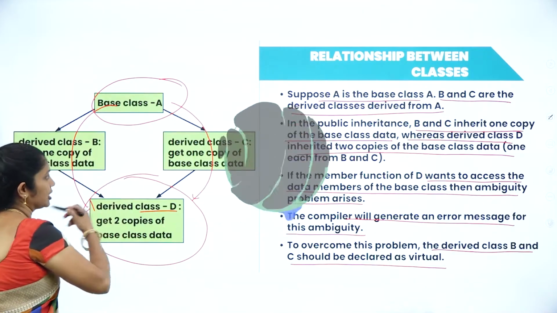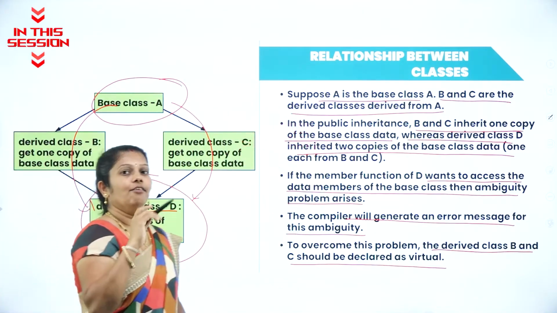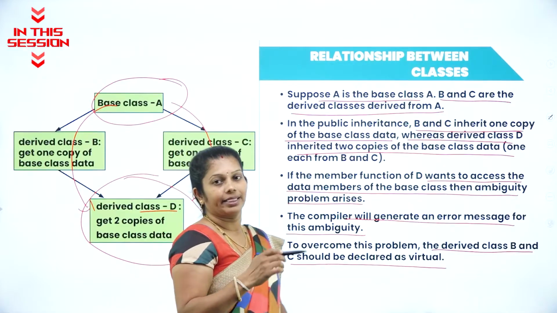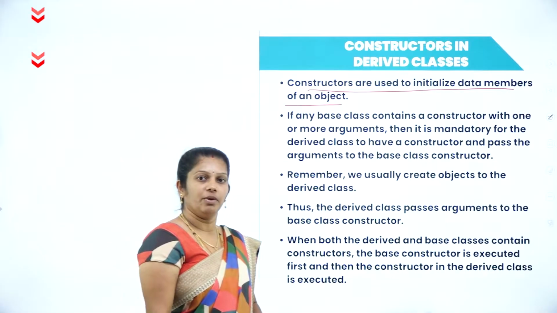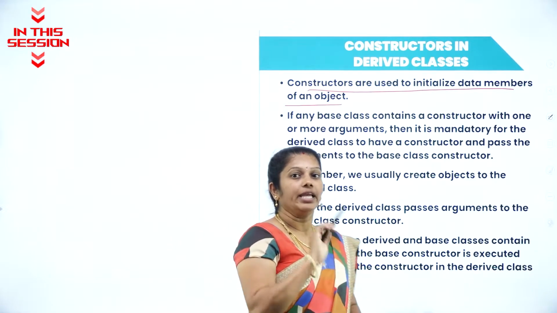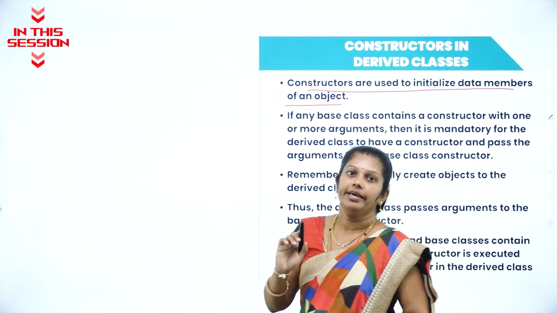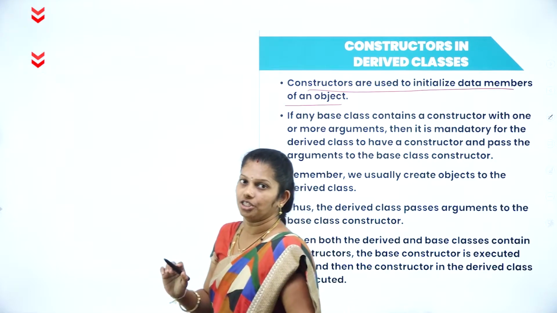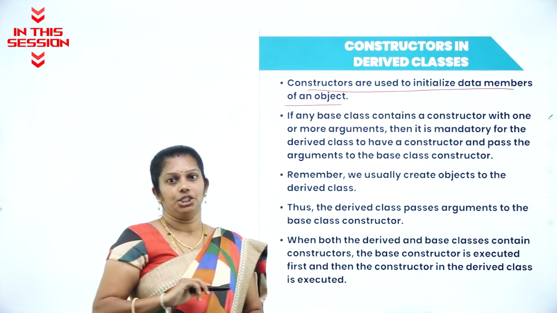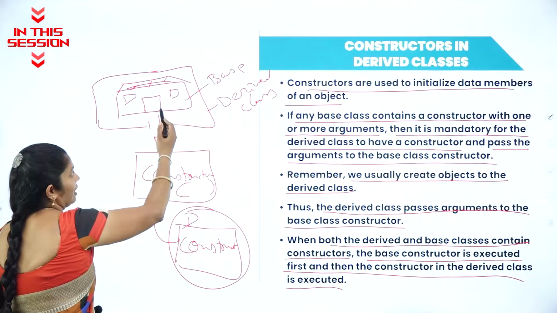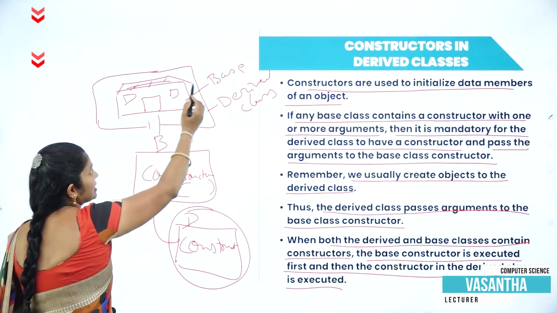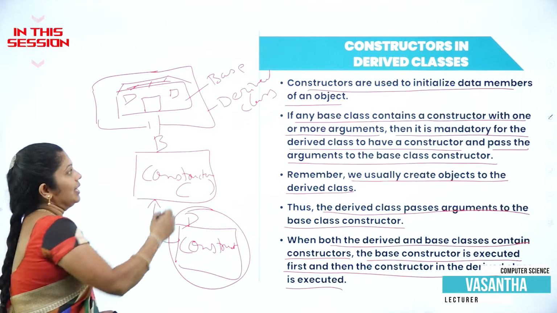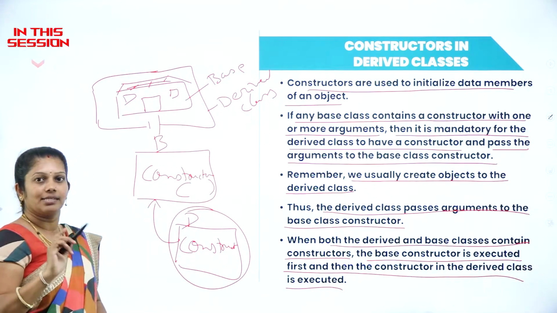If I'm going to declare this B as well as C as virtual, we can avoid the multiple copies of the same data here. Constructor is a special member function. Use it for initialization purposes. Here we are not able to do any calculation. Only initialization we can perform. If you have a constructor in both the base class as well as in the derived class, then the base class constructor will execute first, then later on the derived class constructor will execute.